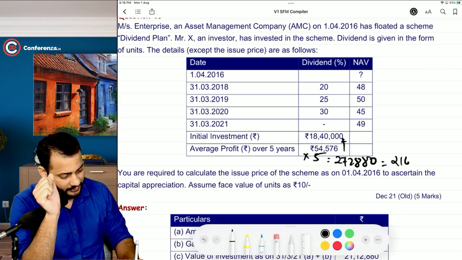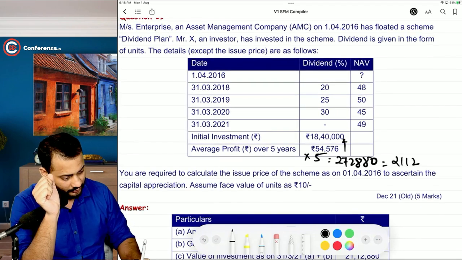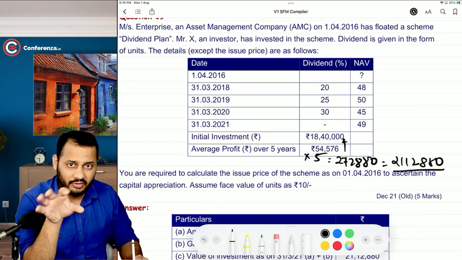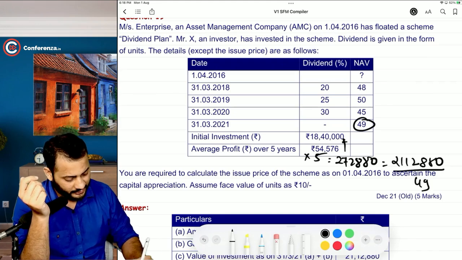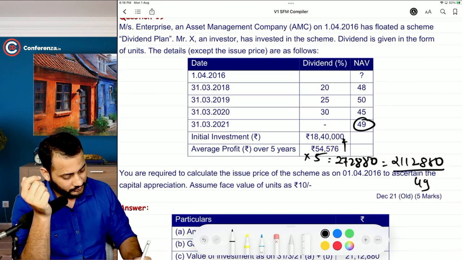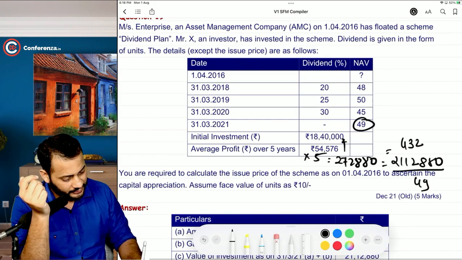The total will be 21,12,880. So this is the amount that you have received after selling all the units at what price? At 49. So divide it by 49. So these are the number of closing units, 43,120.